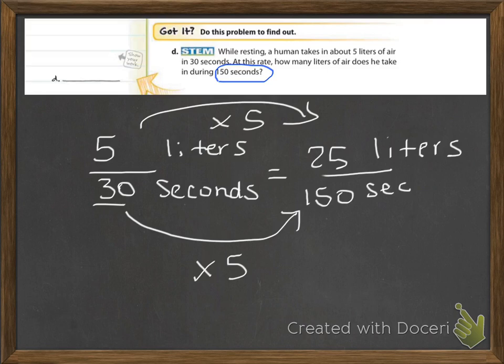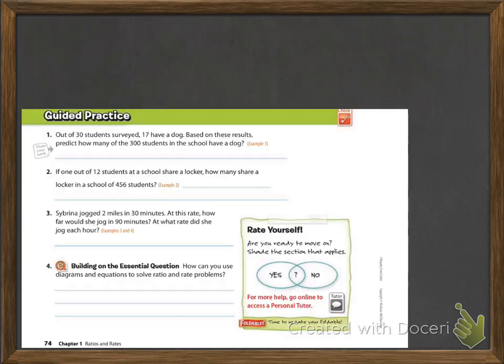So see, you had to find a different strategy because you were going to come out with some crazy decimal when you tried the unit rate. So you have to be flexible in your problem solving ability.